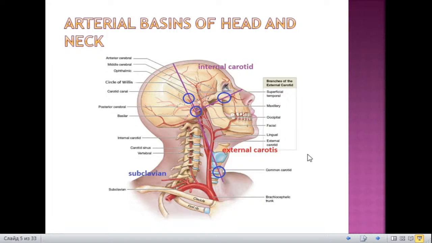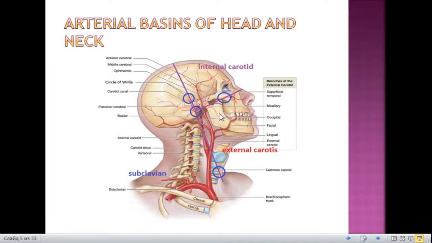What do we see here? As a whole, organs of our head are supplied by three big arteries. And like I told you at the beginning of the lecture, each of these arteries looks like a river, which has a basin. It's a region where this artery supplies everything. And at the borders of these basins, these arteries anastomose with each other.